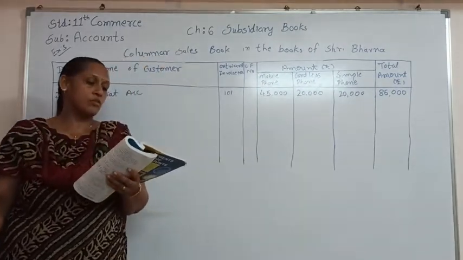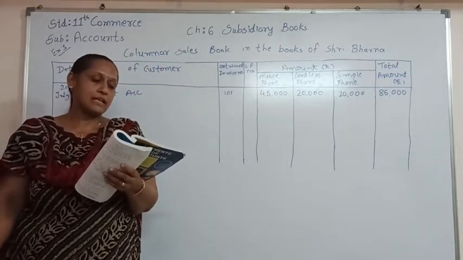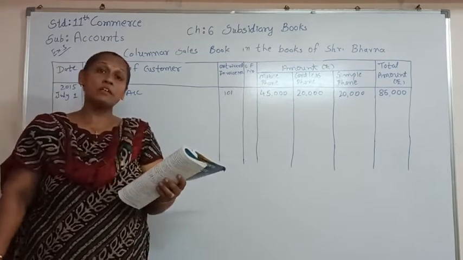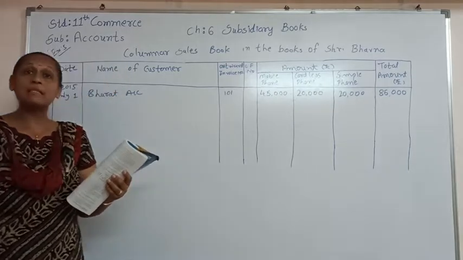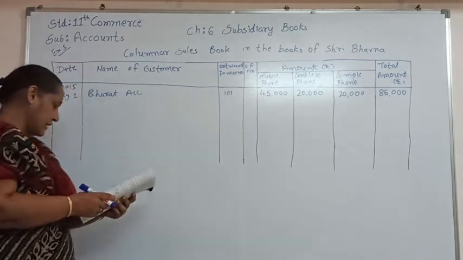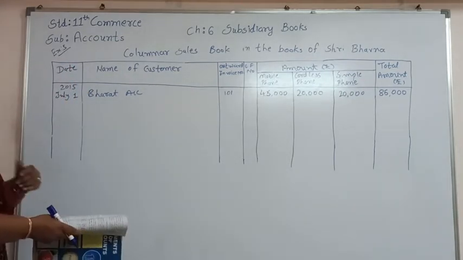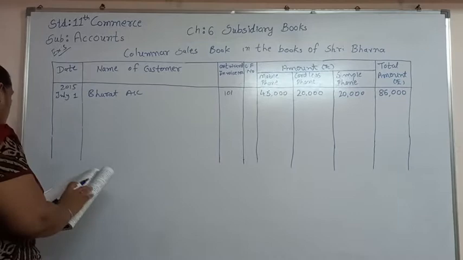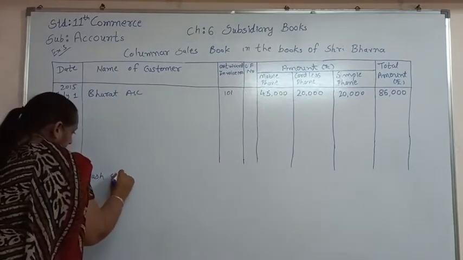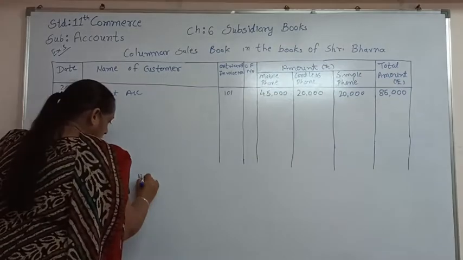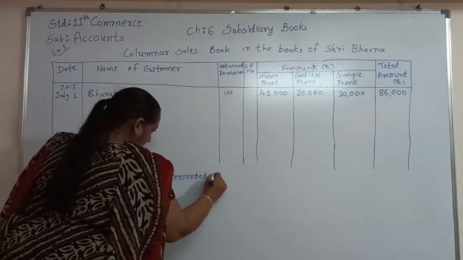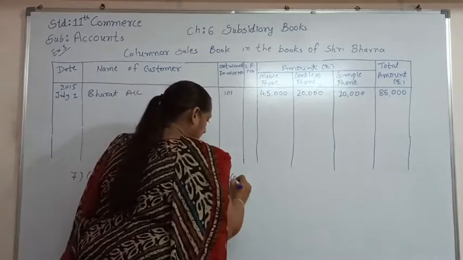Second, sold 3 mobile phones at rupees 8,000 per piece and 2 simple phones at rupees 1,800 per piece. Here the name of the person is not given. That means it is a cash sale. So cash sales will be recorded in the cash book. So here we are going to write that on date number 7, cash sales will be recorded in the cash book.